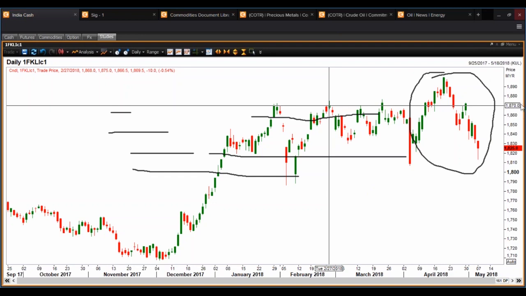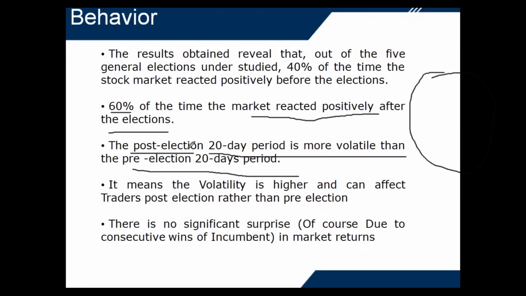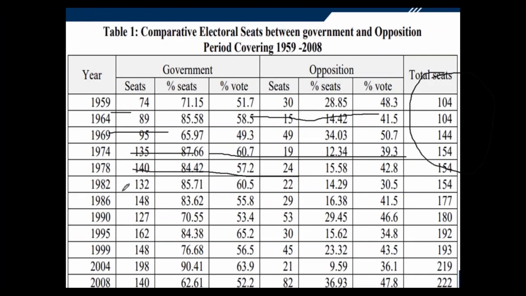I'd like to highlight a few points. 60% of the time it is positive after the election, but the 20-day period post-election is more volatile than pre-election. If you think that this is volatility right now in the market, no, this is smaller, because the market has higher volatility after the election. Now, that doesn't mean it will go down. It can go all the way up as well. So we'll look at the charts and we'll let the market tell us where it wants to go. If you have any question, I'll come back to you in a minute.